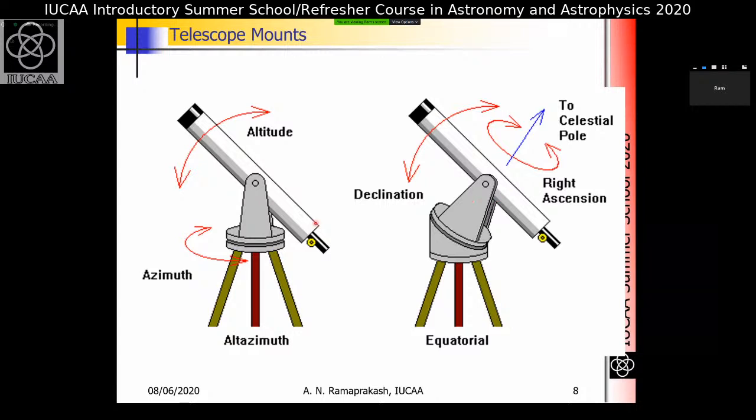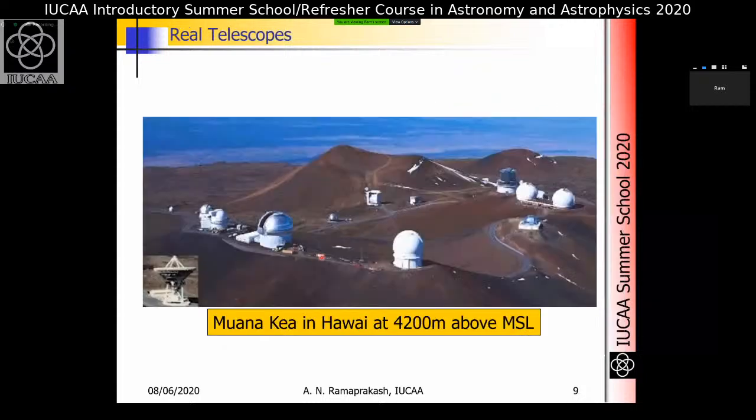Both kinds of mounting arrangements are used in telescope systems nowadays, but more and more people are building telescopes with alt-azimuth mounts. So now I'll just do a quick slideshow of some of the astronomy sites around the world.